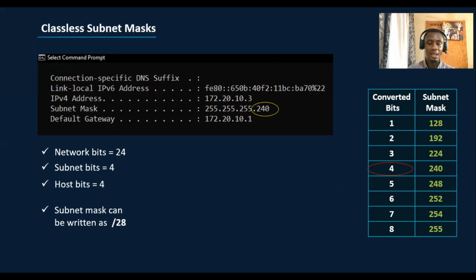Remember we said a prefix or a slash notation represents the network and sometimes subnet bits. So it represents all ones. And so in this case, subnet bits are also ones. So 24 plus 4 will give you a /28. So I hope you followed up to this point.